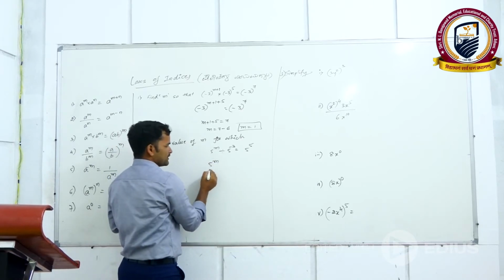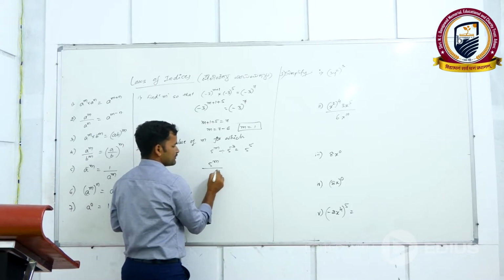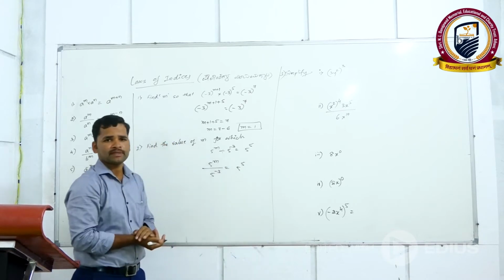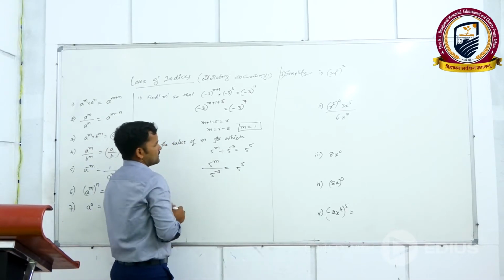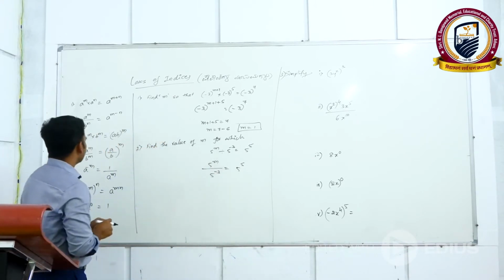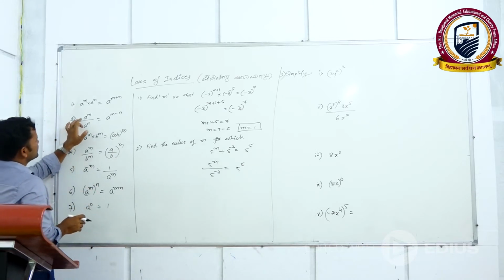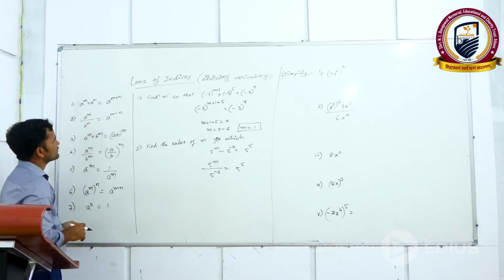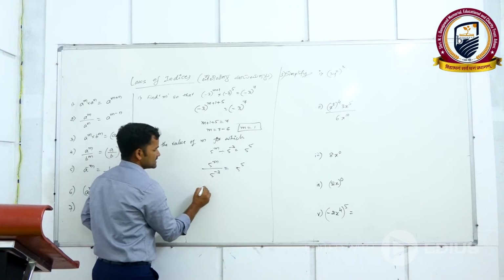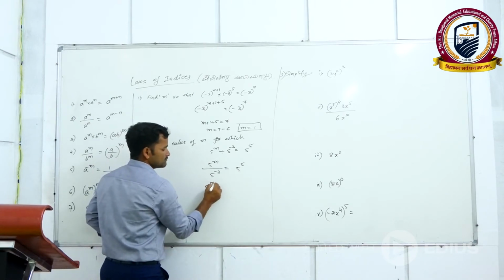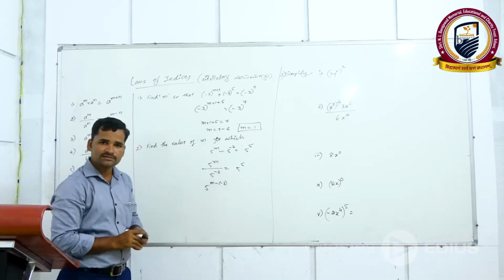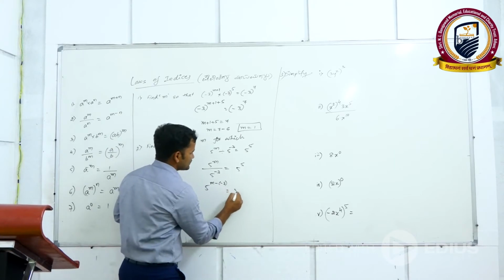We can write it like 5 to the power m divided by 5 to the power of minus 3, which is equal to 5 to the power of 5. Now 5 raised to m by 5 raised to minus 3 is in the form a raised to m by a raised to n. Second law of index, that is nothing but a raised to m minus n. So this is 5 raised to m minus of minus 3, because one more minus is also there, which is equal to 5 raised to 5.